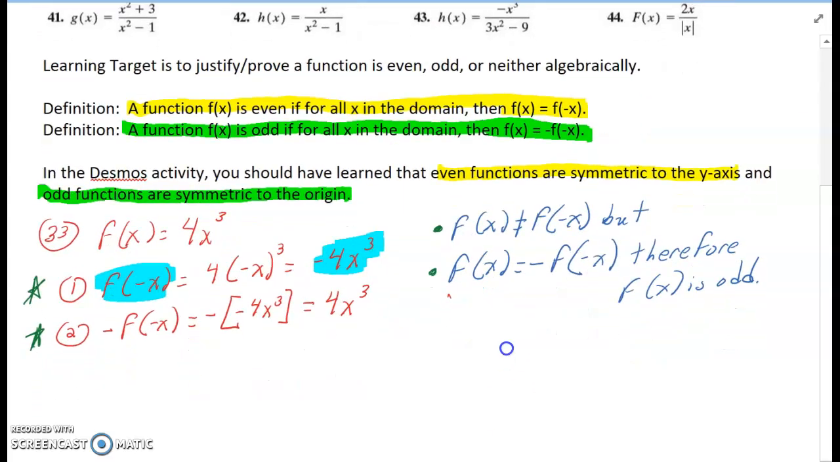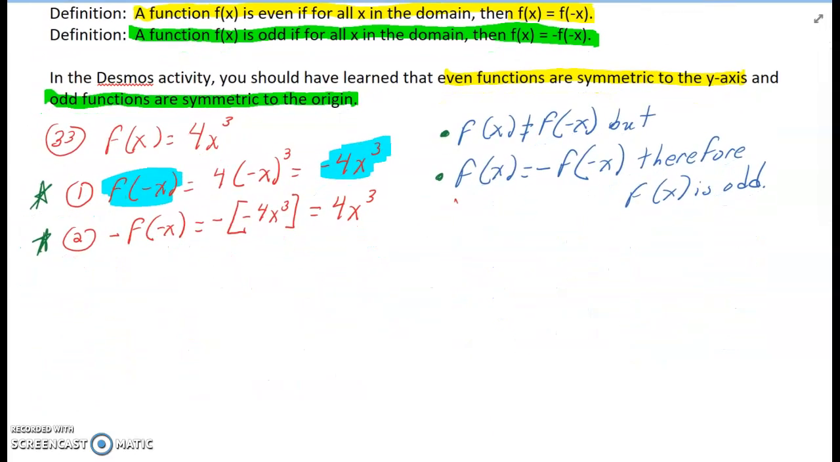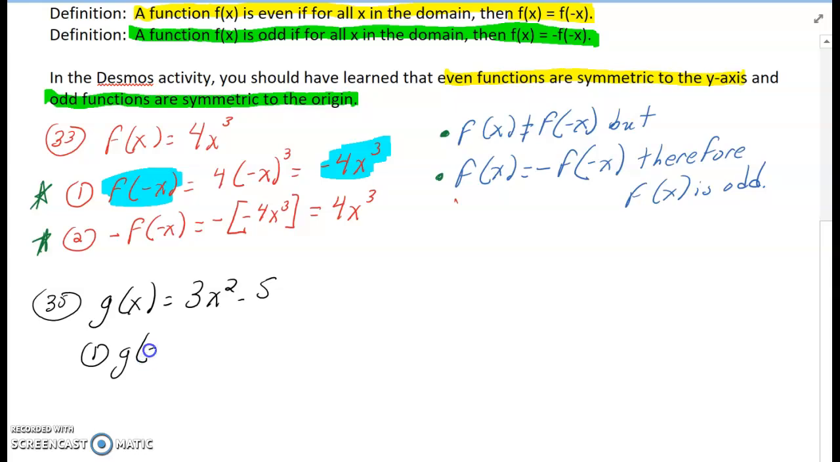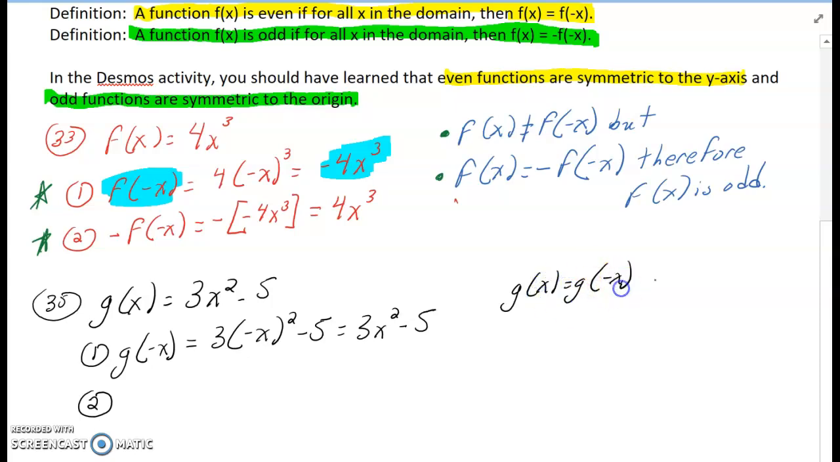We'll look at example 35. So problem 35 says g of x is equal to 3x squared minus 5. So step one, I'm going to calculate g of negative x. So that's 3 times negative x squared minus 5, which is 3x squared minus 5. I'm going to go through this, even though at this point I do see that g of x is equal to g of negative x.